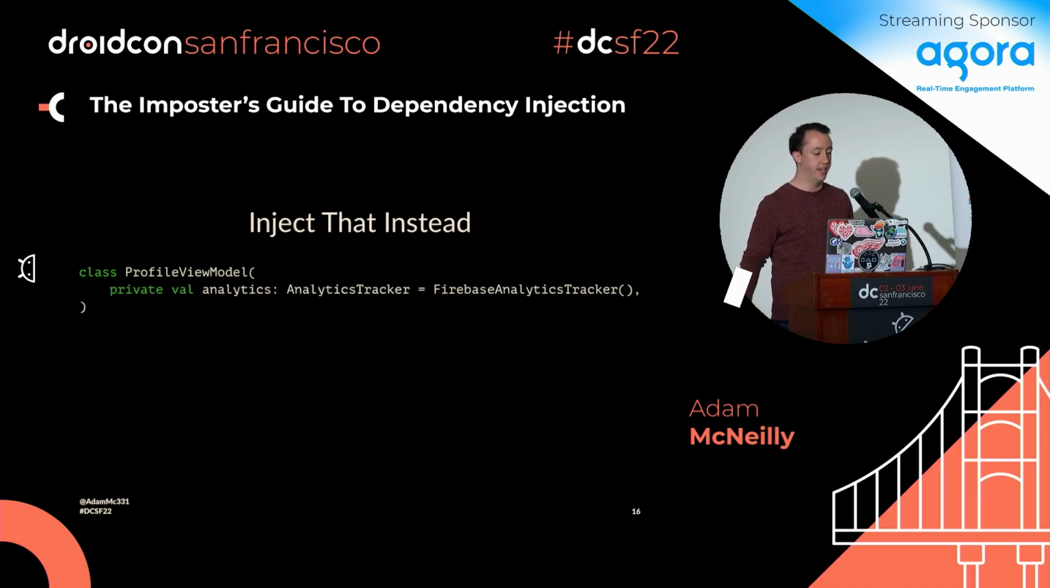to use this instead. We'll create a profile view model. The parameter here is now analytics tracker, the interface that we defined ourselves, and it has a default implementation of a Firebase analytics tracker. But because it's an interface, I have the ability to create a segment analytics tracker in the future, change this one line, and then my profile view model still works.